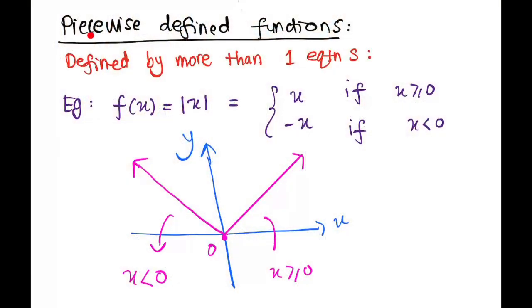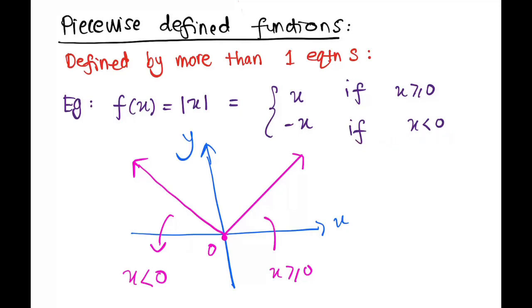Now the next topic we want to learn is piecewise defined functions. So what's the meaning of a piecewise defined function? This is a function that is defined by more than one equation. Let's see one example here: f(x) equals absolute value of x. From the definition of absolute value, this is equal to x if x is more than or equal to 0, and equal to minus x if x is less than 0.